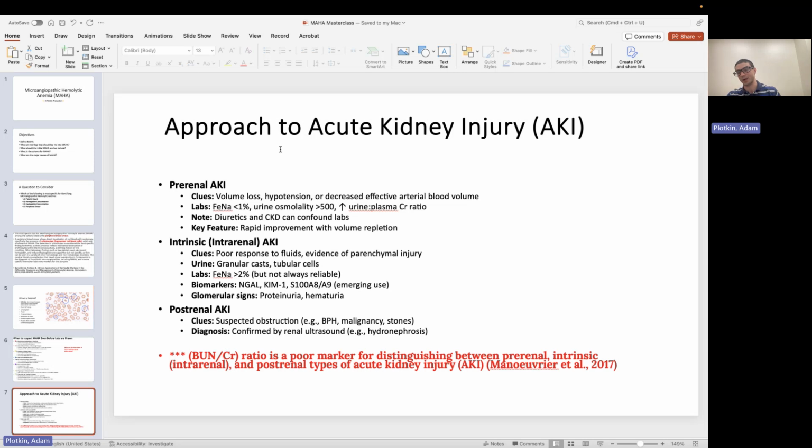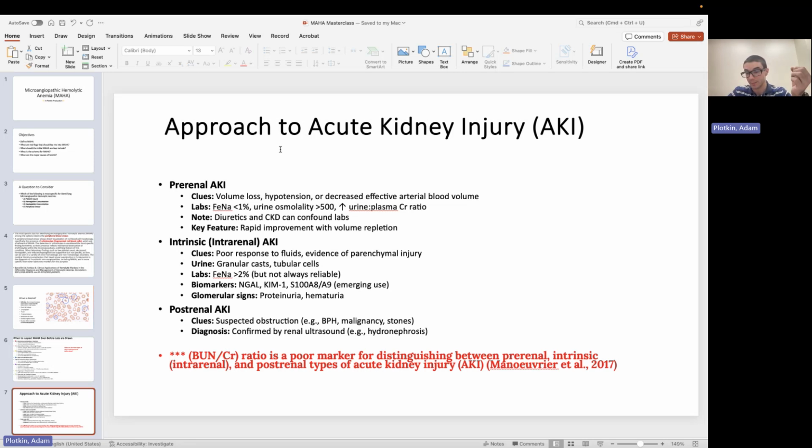That's because antidiuretic hormone will be sky high, because remember back from my hyponatremia lecture, if our blood volume is low, that's a stimulus for ADH. The urine to plasma creatinine ratio will also be usually elevated. Again, a sign of pre-renal AKI. Diuretics and CKD can confound the labs. And usually a key feature, if you ever read this in a question or you see a patient in real life, they usually have rapid improvement with the volume repletion.